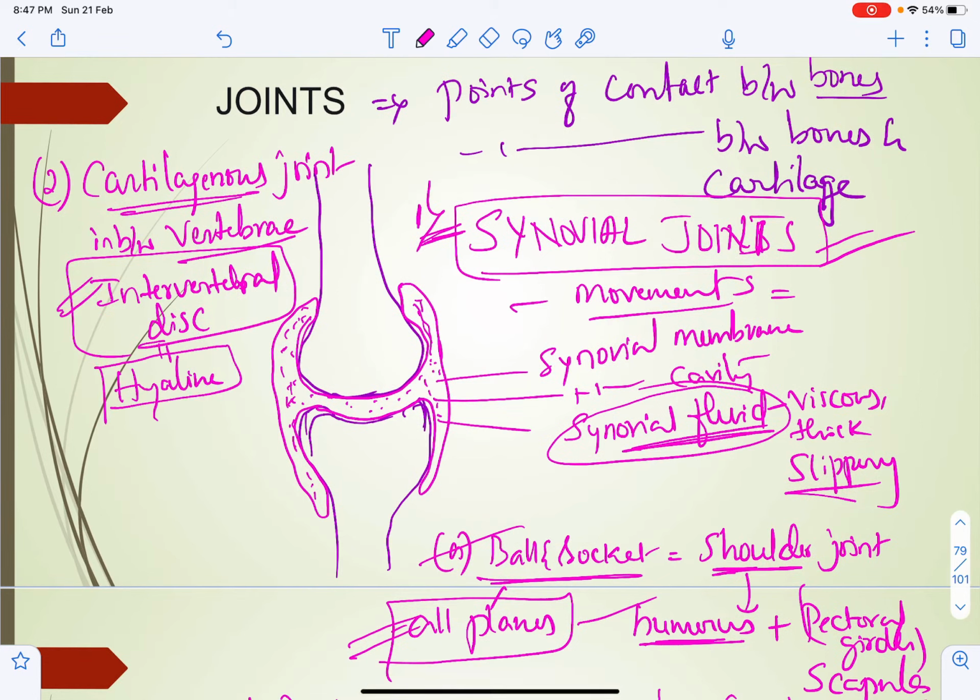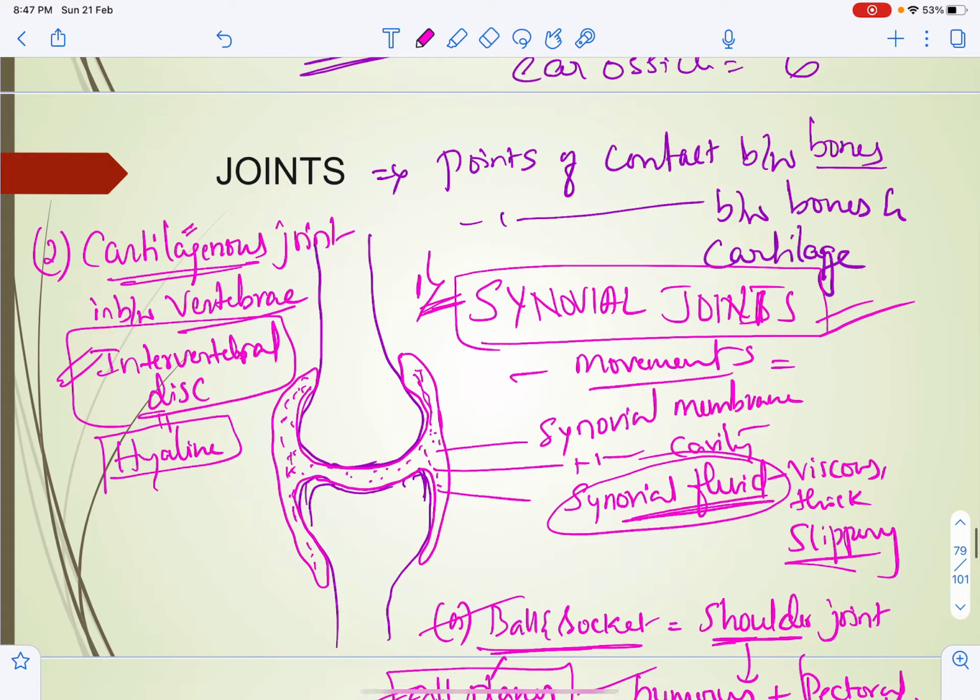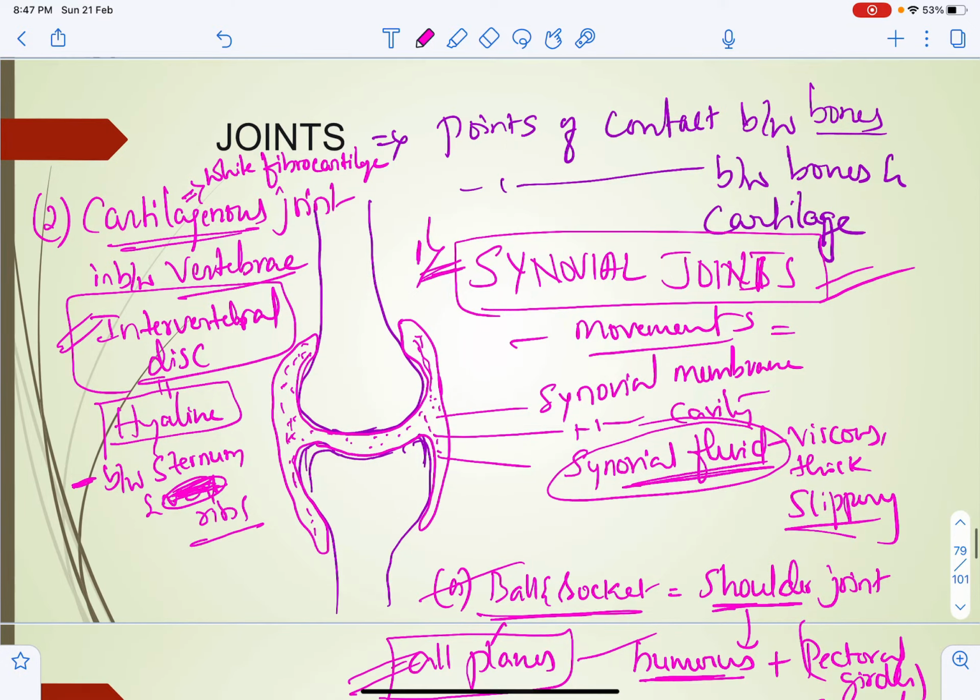This is one example of the cartilaginous joint. This cartilaginous joint in between is generally made up of white fibrocartilage. Note, white fibrocartilage. Because of this there will be a slight movement. White fibrocartilage is between the vertebrae, and this cartilaginous joint is also seen between sternum and ribs, not vertebrae, sorry, sternum and ribs.